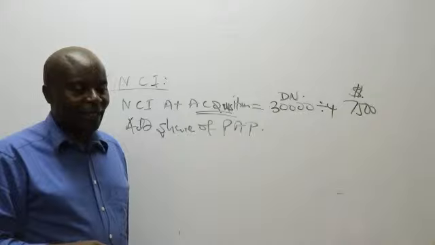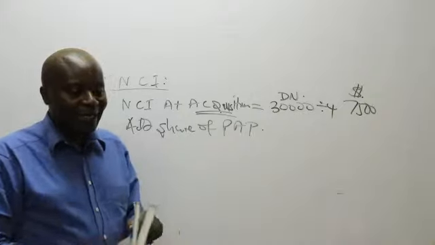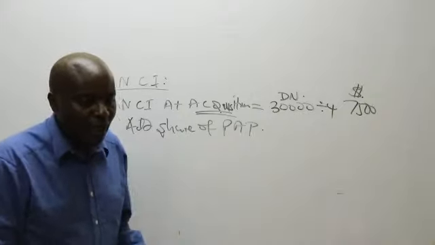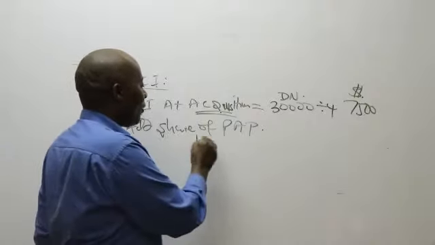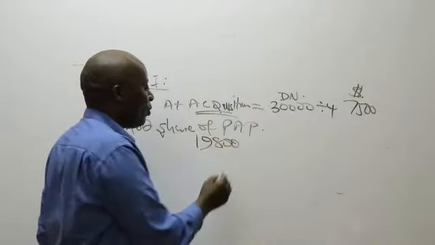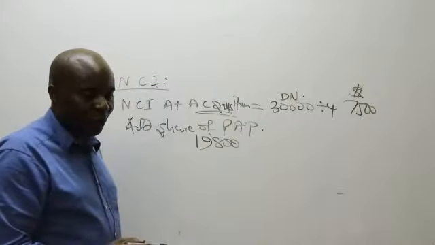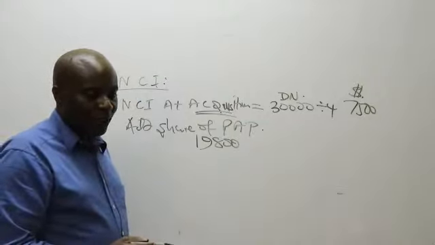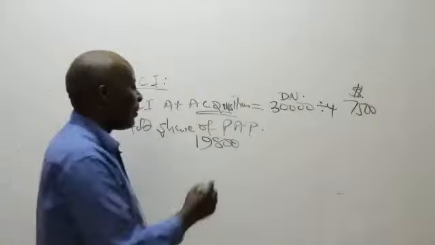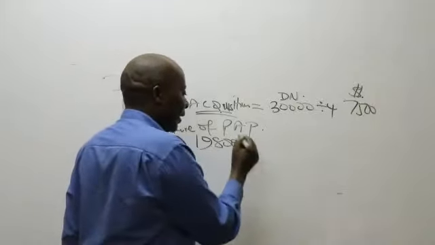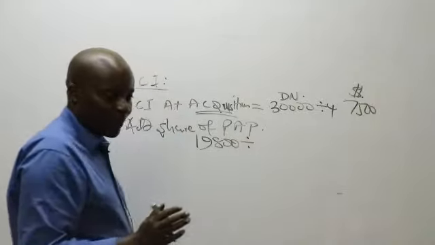9,300. 19,800. Was it in the form of DN or in the form of dollars? I think DN. So DN, no problem. Come and divide this by the average rate.